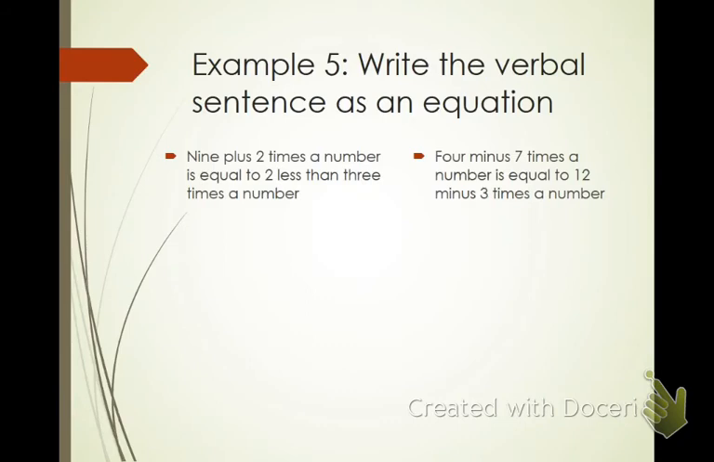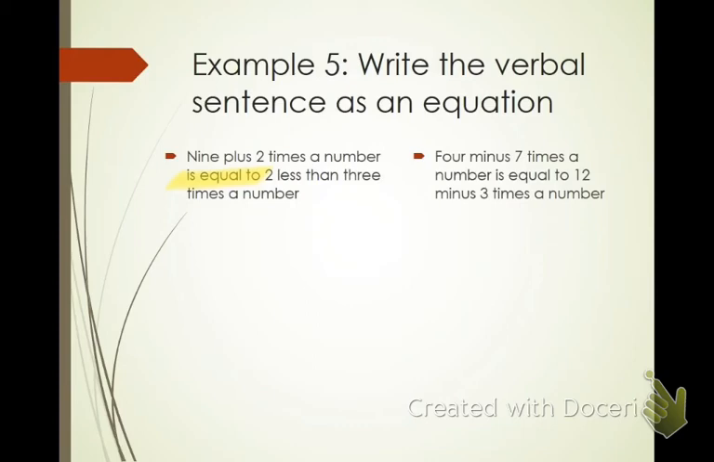Now, in example 5, we're translating a verbal sentence into an equation. So we've got to look for our key words. Let's read the sentence together. It says 9 plus 2 times a number is equal to less than 3 times a number. All right, so we just need to start breaking it down into its parts. The very first thing we start with is our equal sign. We find the key words in the phrase that tell us where the equal sign goes in the sentence.